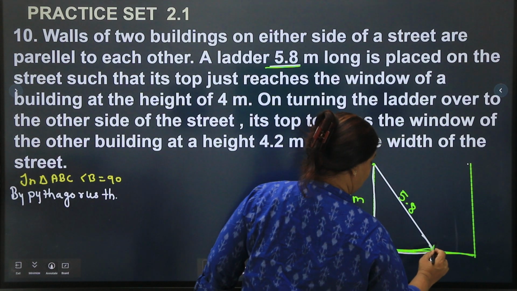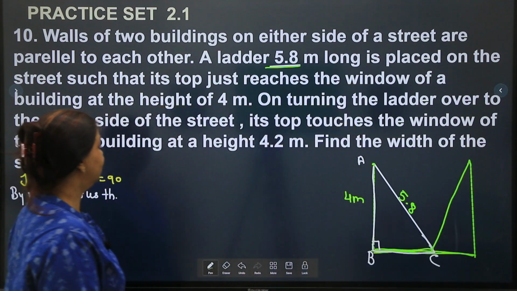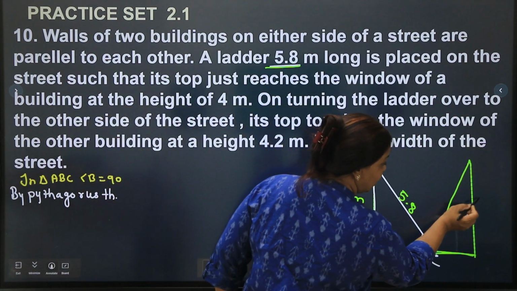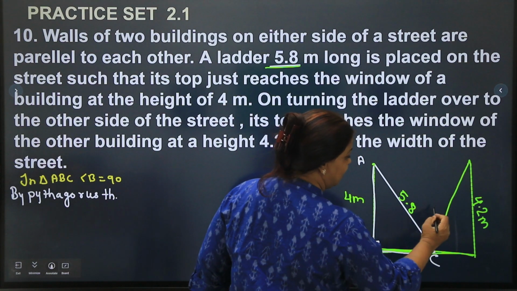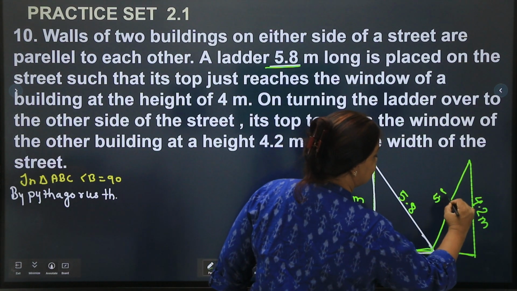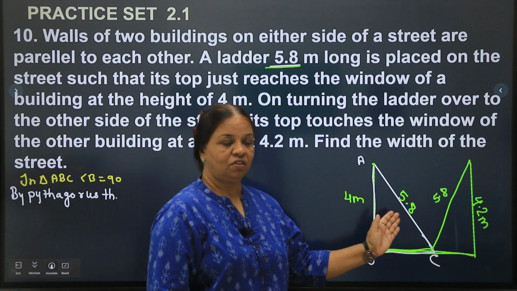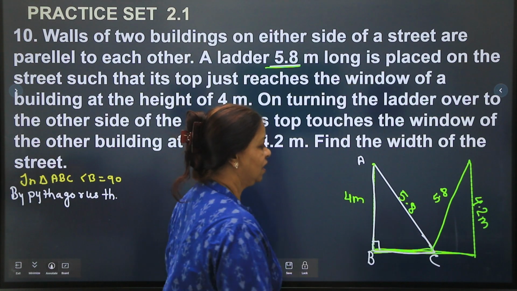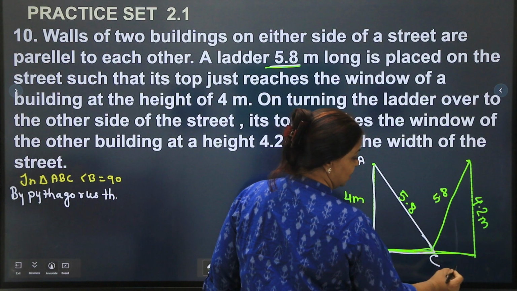So the top will touch the other building, which is at a height of 4.2 meter. This other building is at a height of 4.2 meter and the ladder will remain 5.8 only, na? When you place the ladder here, it is 5.8. When you turn it and keep it here, it will be 5.8 only. It touches the top of the building, which is 4.2 meter.